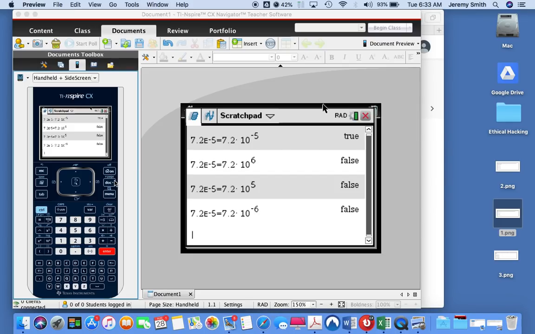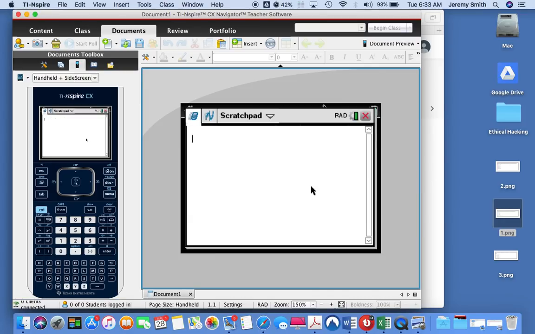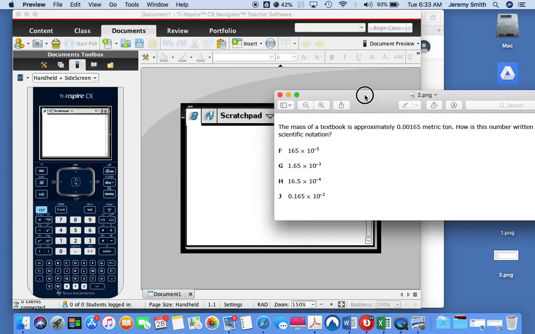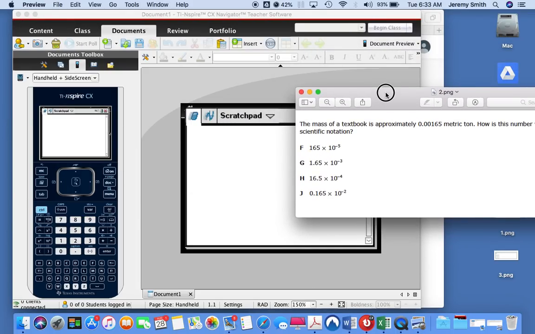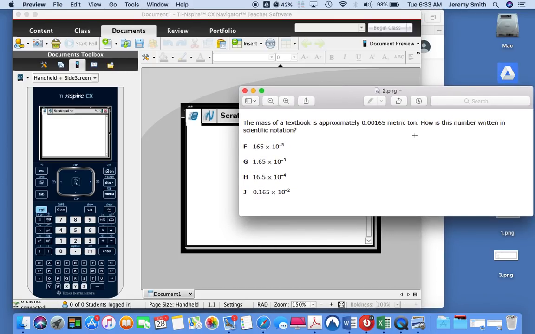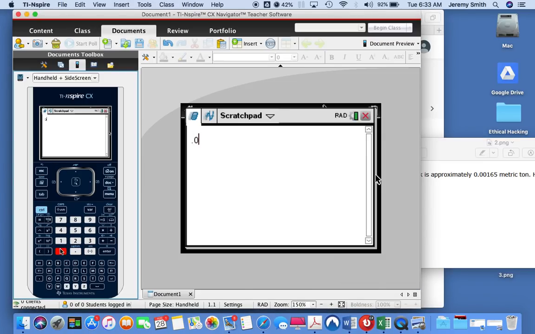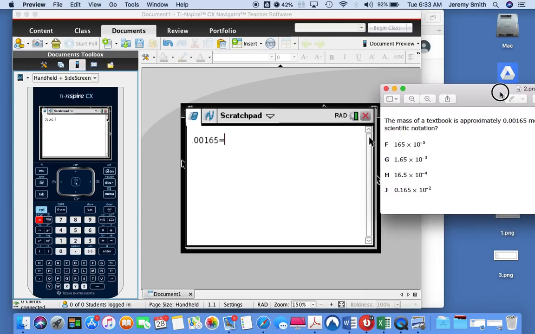Alright, now to clear your calculator, all I need to do is go to Doc and hit the letter B, and it's going to clear that calculator out. Let's check out another one. Let's look at this problem right here. It says the mass of a textbook is approximately 0.00165 metric ton. How is this number written in scientific notation? Once again, if you remember, I said we're going to put that standard notation in there. So that's 0.00165. And I'm going to make it equal to the answer choices of the scientific notation.